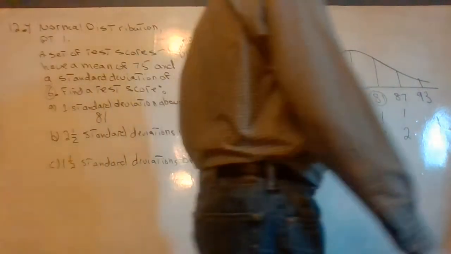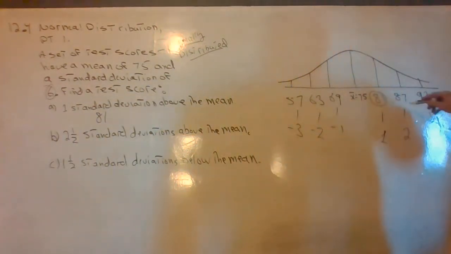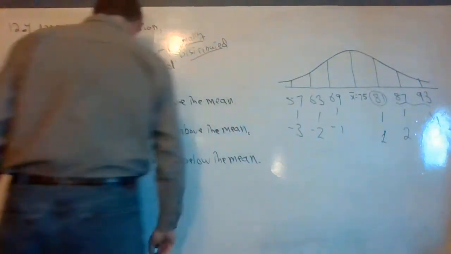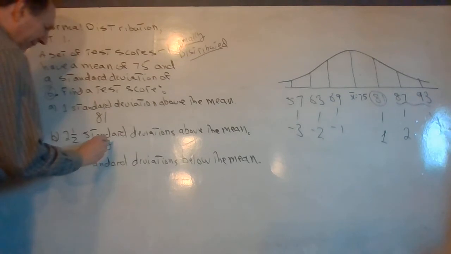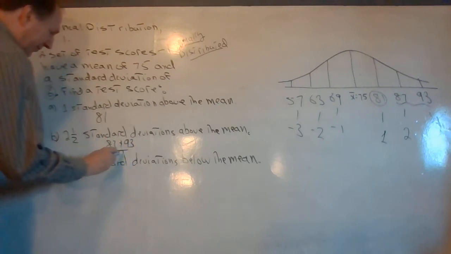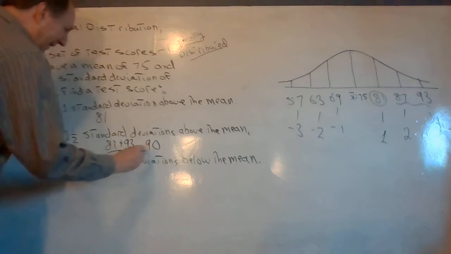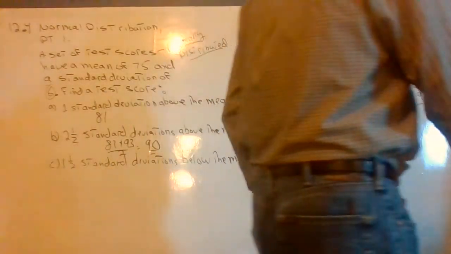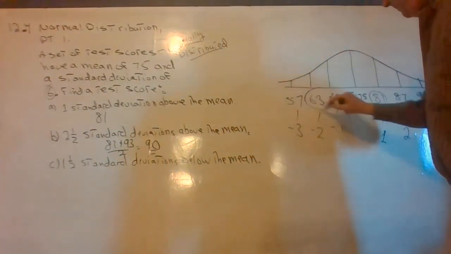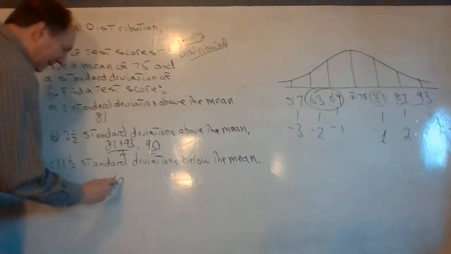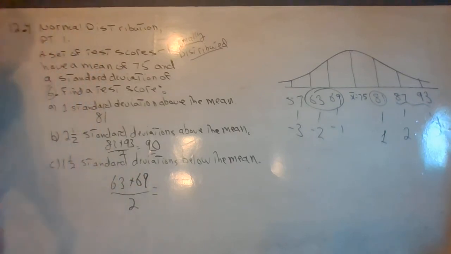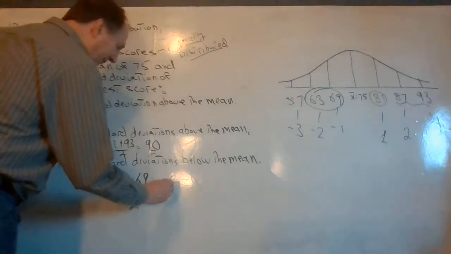2.5, that's a little bit tricky. This is 3, halfway between 87 and 93. Well, you can probably eyeball it, or you can do 87 plus 93 over 2, it ends up giving you 90. Okay, 1.5 standard deviations below, well, below is this way. That's halfway between 63 and 69. If these were odd decimals, you'd probably want this procedure. And this ends up being 66.